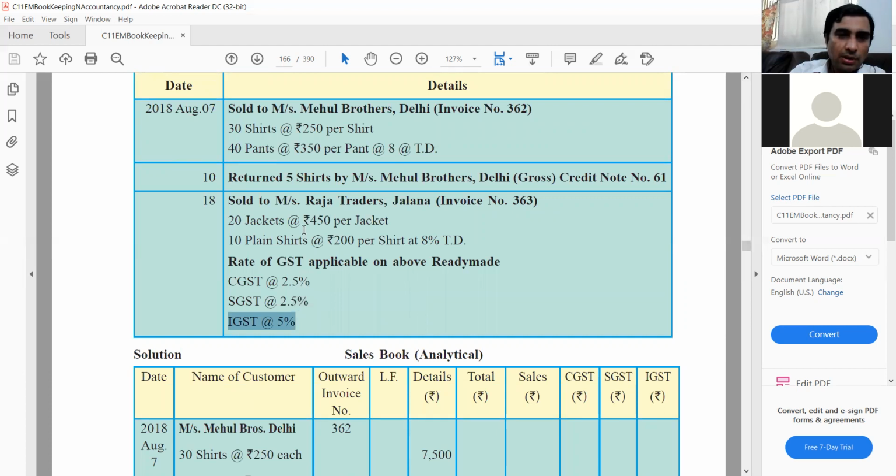But since Jalna is in the same state, you will record CGST and, sorry, CGST and SGST. You will not record IGST. Okay, it is one of the two which is applicable. Either I is, I think it is called international GST. What it means is outside the state, outside the geographical region in which you operate, and every state is a separate jurisdiction. Actually, it's not geography, but just jurisdiction.